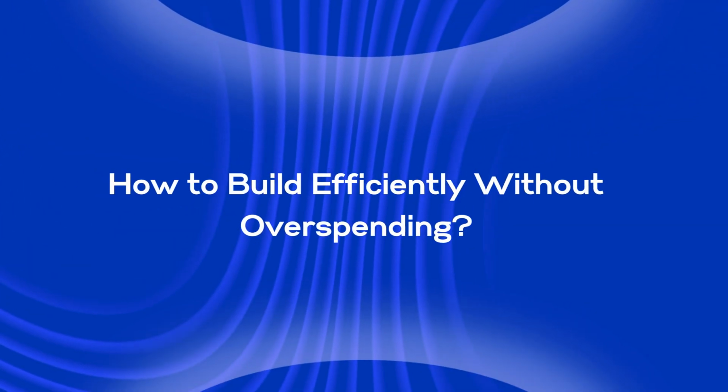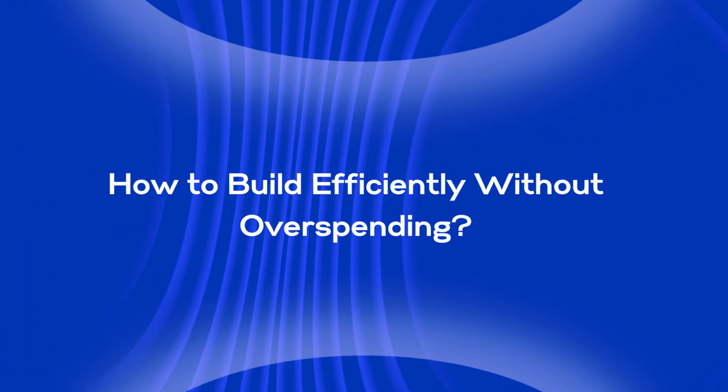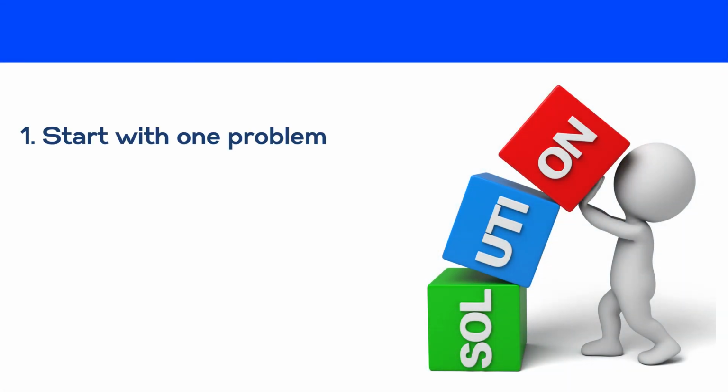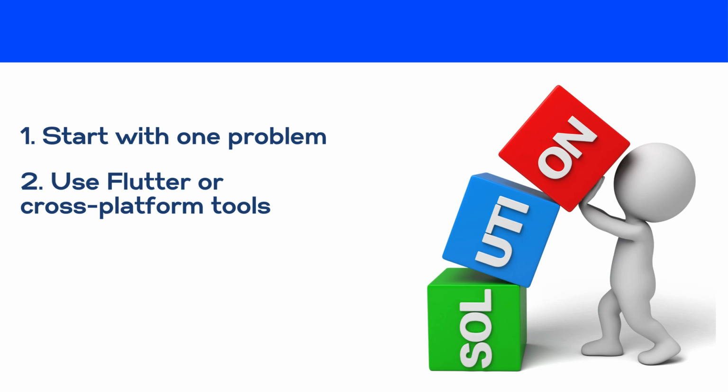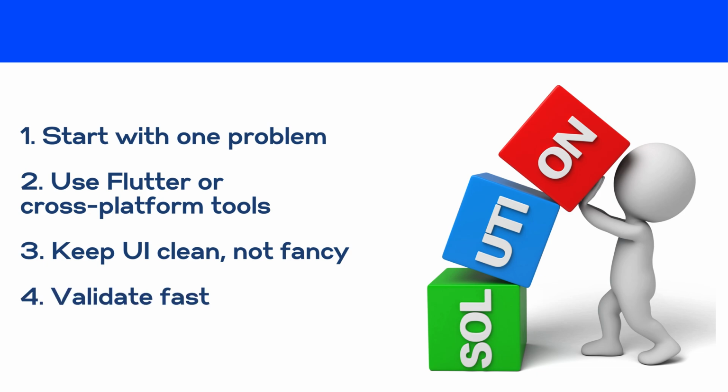If your MVP budget is tight, here's how to keep costs lean without sacrificing quality. 1. Start with one problem. Don't overbuild. 2. Use Flutter or cross-platform tools. Cut dev time in half. 3. Keep UI clean, not fancy. Strong UX speeds up, heavy visuals slow down. 4. Build, launch, validate fast, learn, iterate. Your MVP doesn't need to be polished. It just needs proof. Focus on speed, feedback, and solving one core pain point.